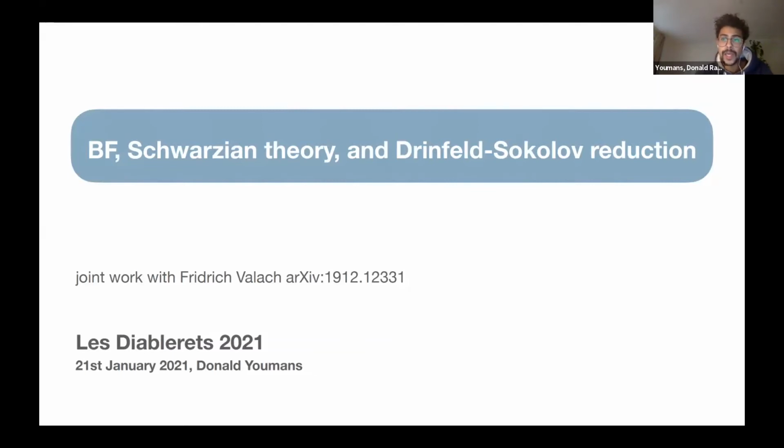And today I want to talk about BF theory, the Schwarzian theory, and how they're related, or maybe related, via Drinfeld-Sokolov reduction. This is joint work with Friedrich Wallach. And I hope that either tomorrow or yesterday we will see, or have seen, some formulas which remind you of some formulas I'm going to show today in Anton's talk.